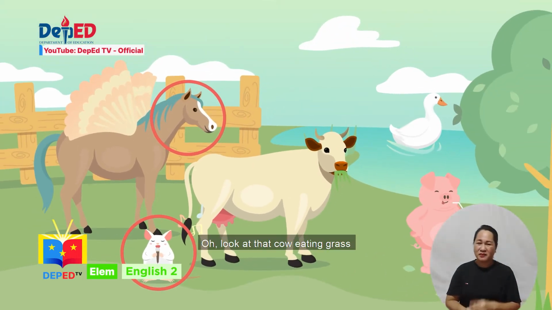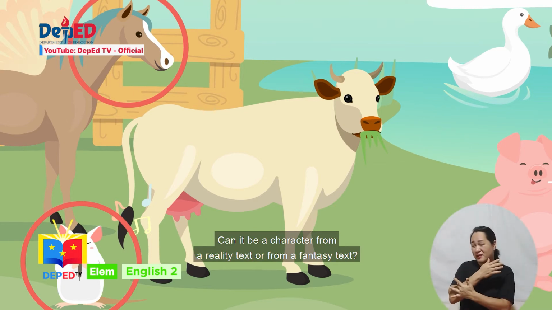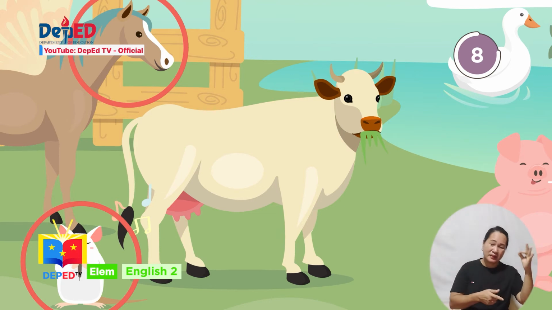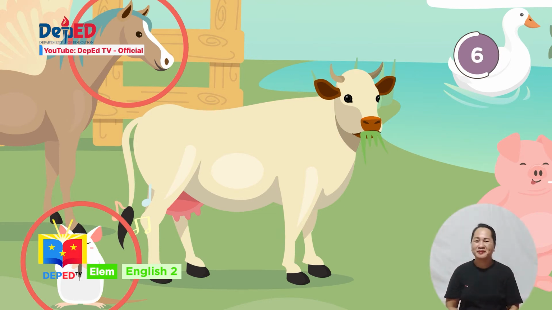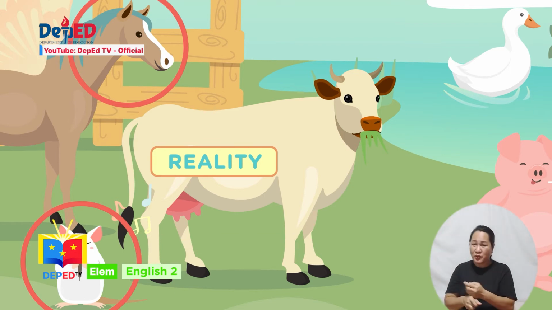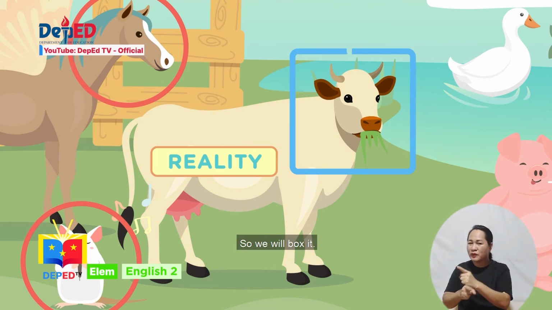Oh, look at that cow eating grass. Can it be a character from a reality text or from a fantasy text? Well, since a cow really eats grass in real life, this can be a character from a reality text, so we will box it.